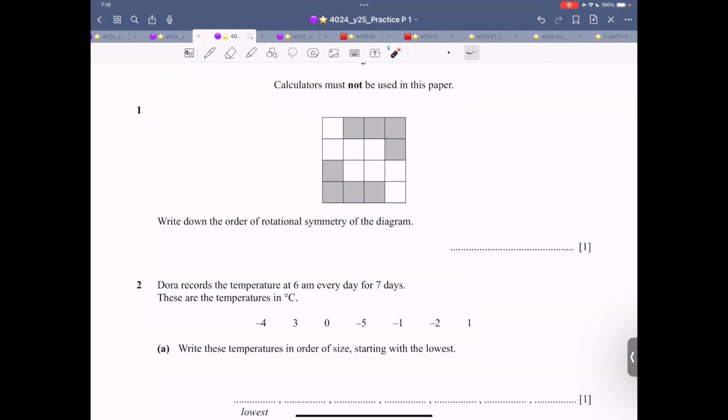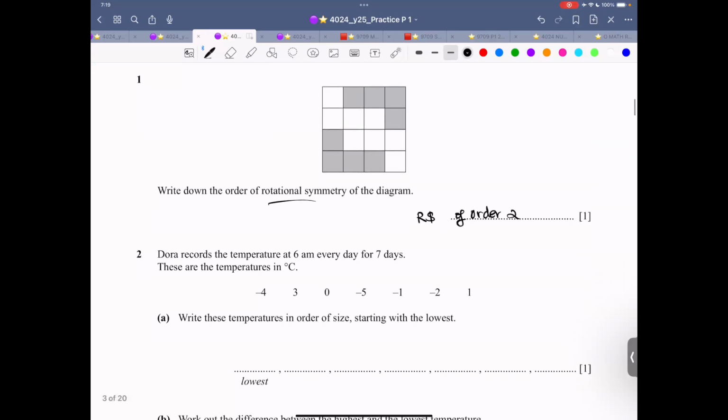Question number 1, write down the order of rotational symmetry of the diagram. This thing over here, exactly the same kind of thing. This is like a fan with 2 blades. So therefore, this example always works, and the rotational symmetry is order 2. So it's a rotational symmetry of order 2. That's how this thing is done.